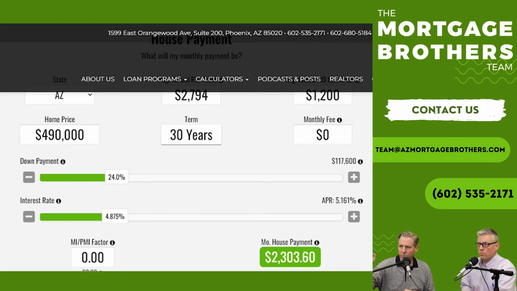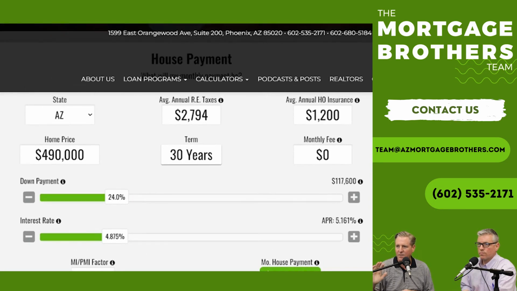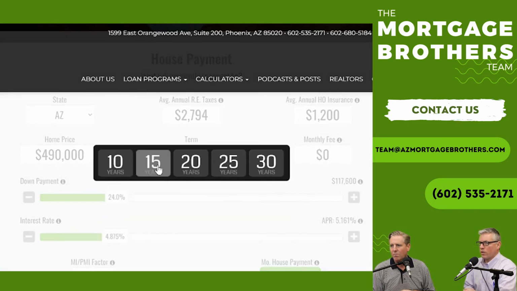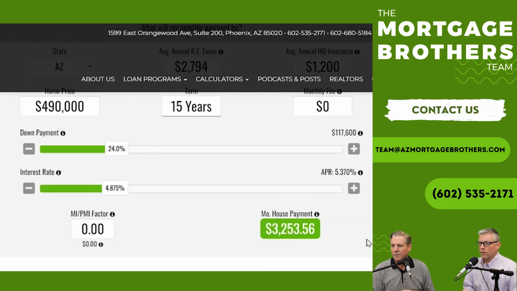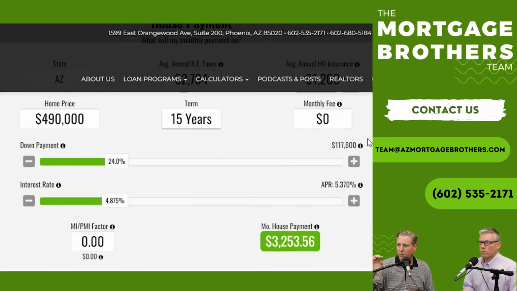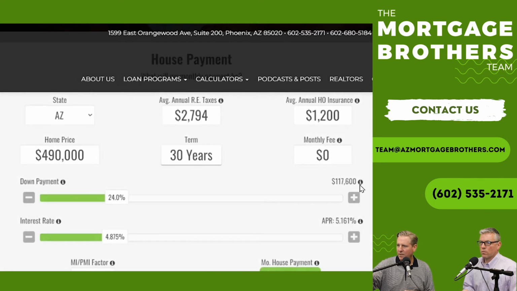Arizona, we have a real estate tax number of $27.94. That does seem a little high. We've got homeowners insurance at about $100 a month, which comes out to $1,200 annually. Home price right at about $500,000, 30-year term. The 30-year term, we can change that too. You click on that, you can click on 15 years. It'll calculate your payment that way. Okay, but going back to 30-year and then this monthly fee.